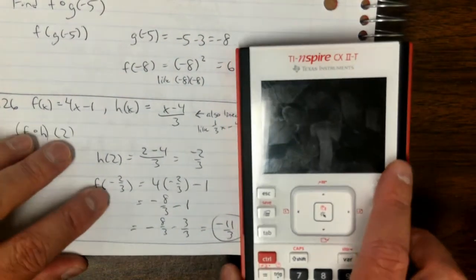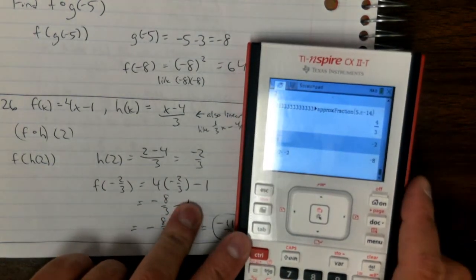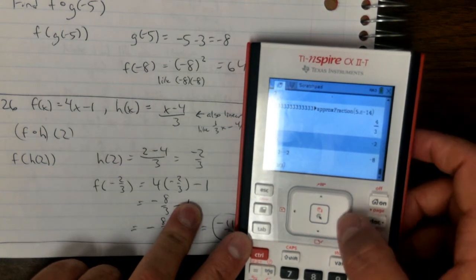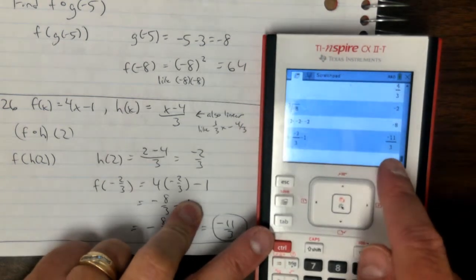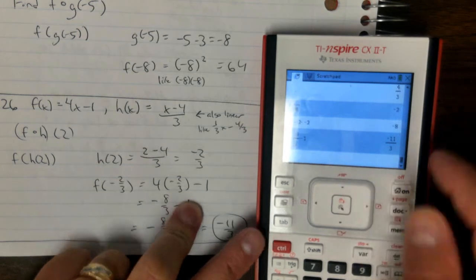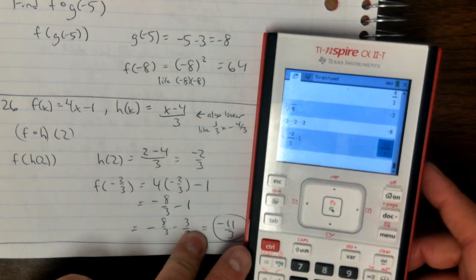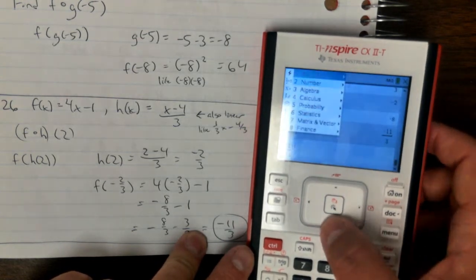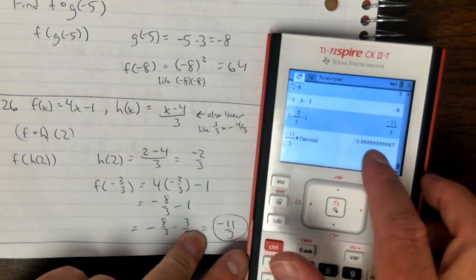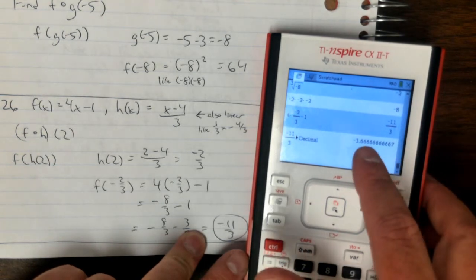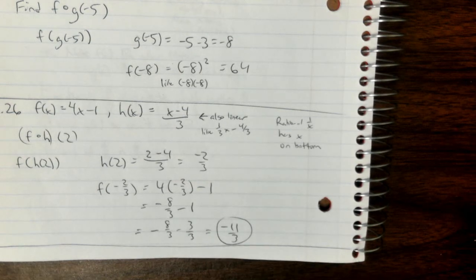If you'd rather just use your calculator, you can. You say 4 times parentheses negative 2/3 and then minus 1. Remember, it gives you your answers in fraction form by default, which is what we wanted. Now, just as a reminder, if you needed it as a decimal, highlight it, then you go menu, number, and then there's where you'd say decimal. So negative 3.6 repeating. Now, we don't want it in that form, we want it in the fraction form. So negative 11/3.